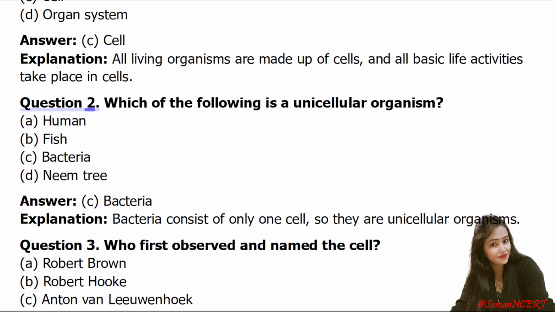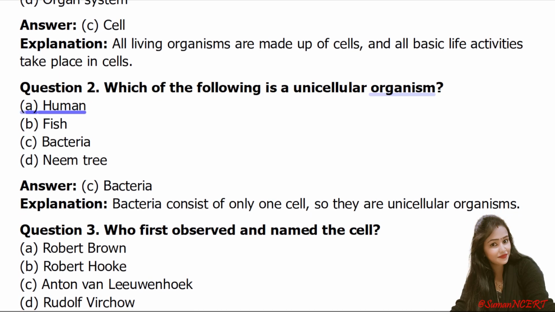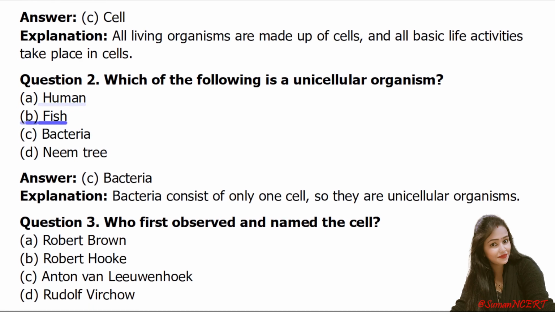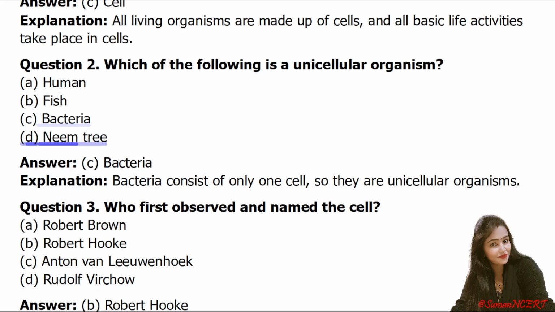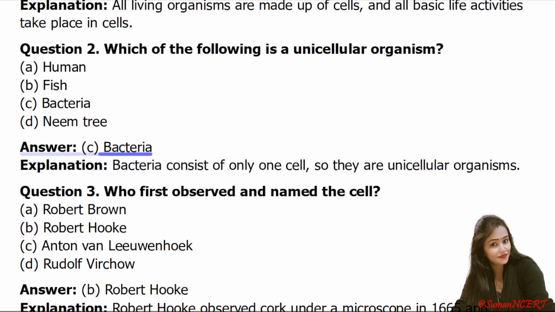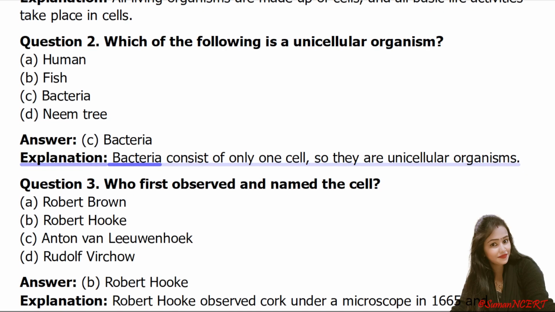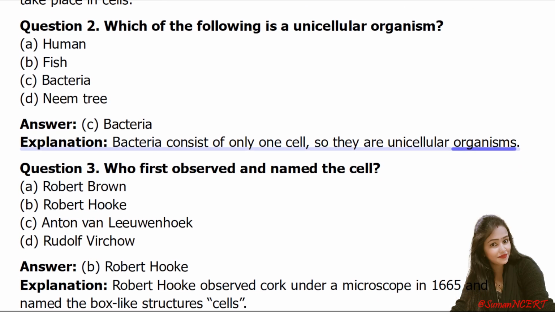Question 2. Which of the following is a unicellular organism? A. Human. B. Fish. C. Bacteria. D. Neem tree. Answer: C. Bacteria. Explanation: bacteria consist of only one cell, so they are unicellular organisms.